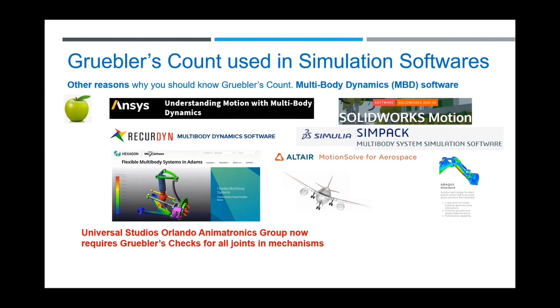And then I taught this class to the Universal Studios team, and they liked it so much that they ended up putting it into their animatronics requirements now. They said, if you do any animatronics work for Universal Studios, you have to verify the joints using Gruebler's count or something similar, which is basically Gruebler's. So I think the timing is funny because some of the guys on here just got that request from Universal.